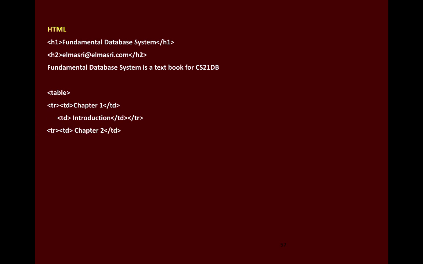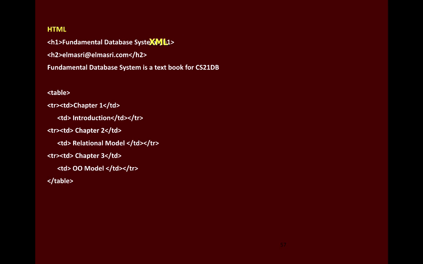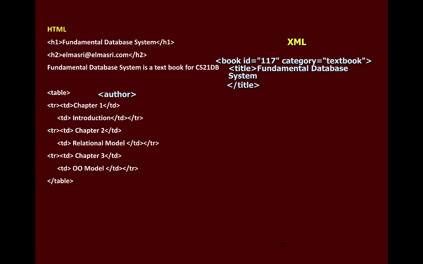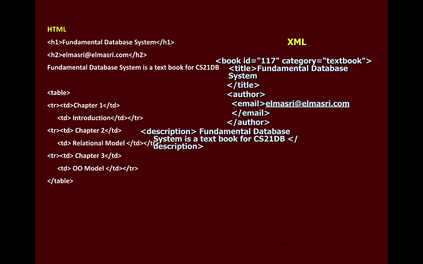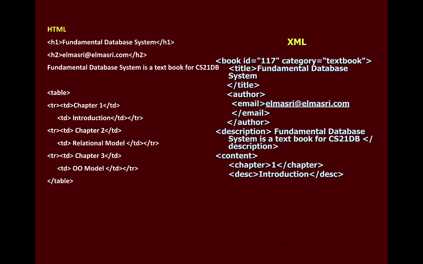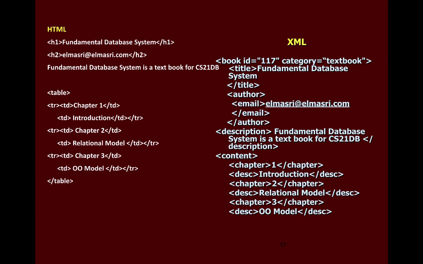You can use HTML to mark it up, but you notice that with HTML, you only have a fixed set of tags. You can't do too much, right? You can't convey too much semantics. You can say that Fundamental Database System is an H1 heading, but you really want to say that it's a title, right? So if you define your own XML language, like on the right hand side here, you can define your own set of tags. So you can define the title tag, author tag, email tags, and so on.